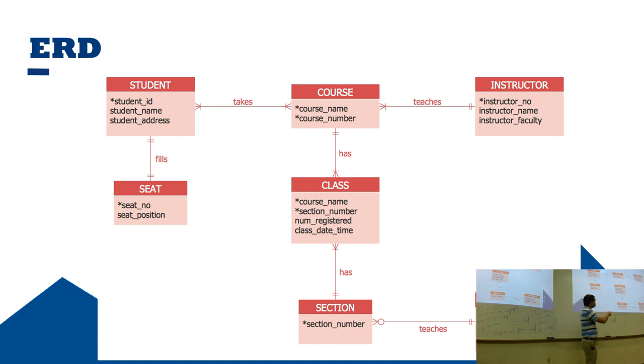So section, we did that. Section has one to many classes. Class has one and only one section. Everyone understand how I read that? Okay. Who wants to read the relationship between course and class? Boone. That's exactly right. That's how you read it. Okay. Someone else want to read the relationship between student and seat? Savion.